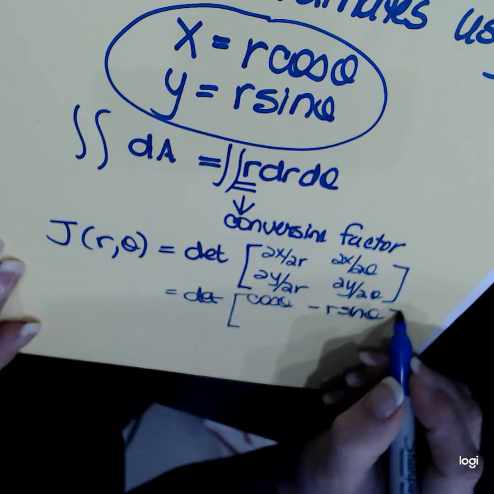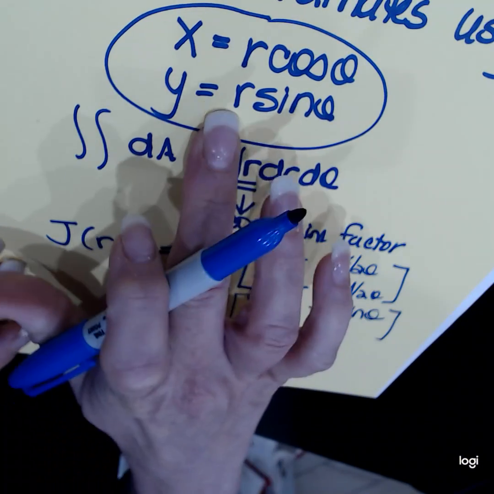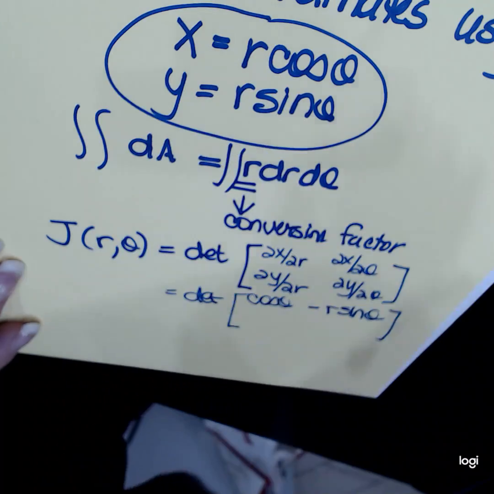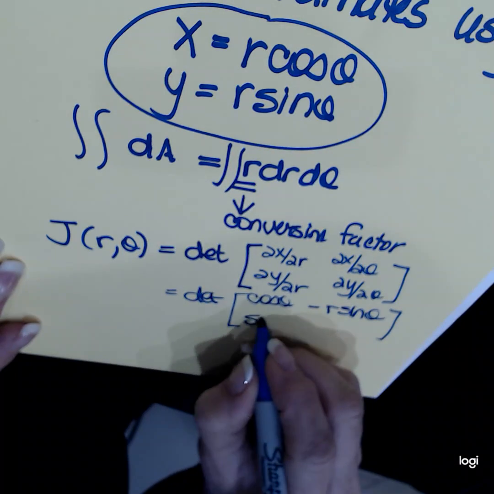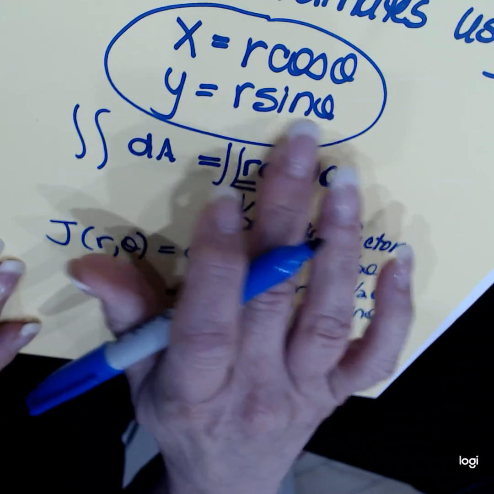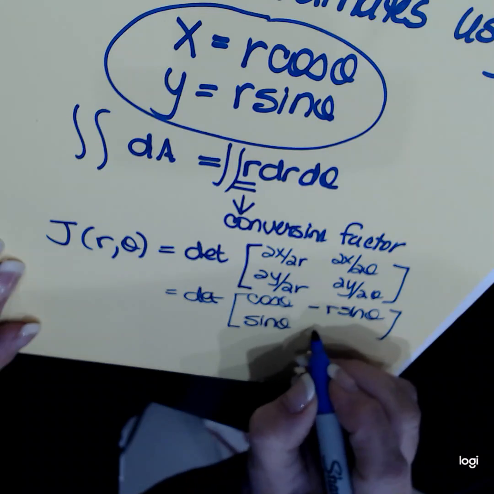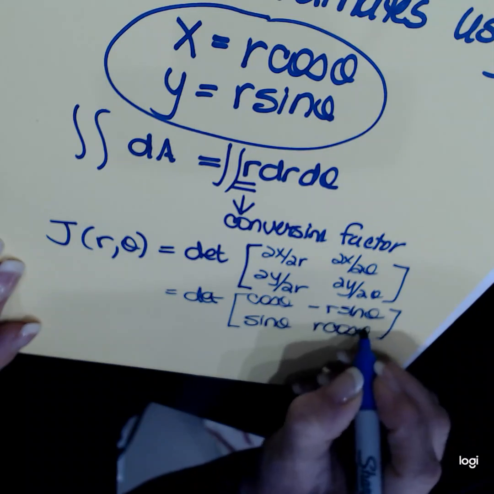Then we'll do the same thing for the y. When I differentiate y with respect to r, it just goes to 1 and we get the sine of theta. And then when I take the derivative of y with respect to theta, the r carries down and the derivative of sine of theta is cosine of theta. So I get r cosine of theta.